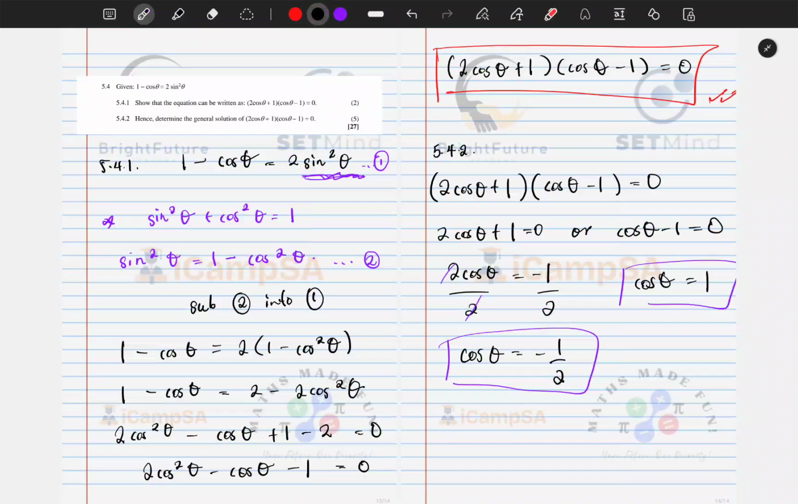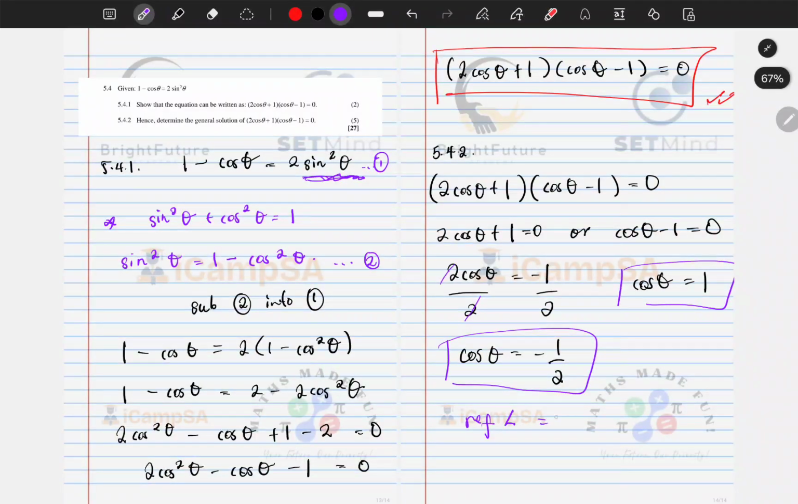So what I'm going to do, I need a reference angle. So from here, I just need a reference angle. If you do your cos inverse of negative 1 over 2, you are just going to get your 60 degrees. And then for here, your reference angle is going to be 0 degrees. If you do cos inverse of that, you are just going to get 0 degrees.